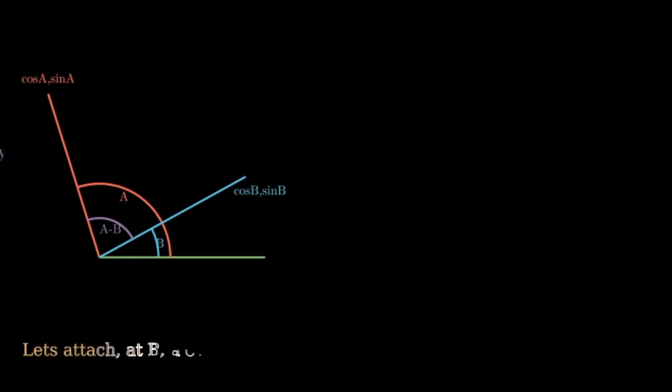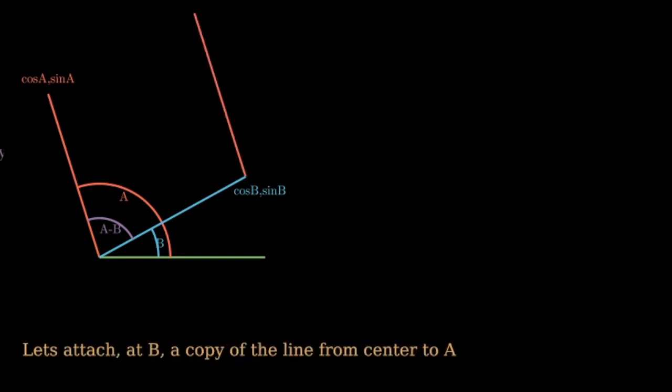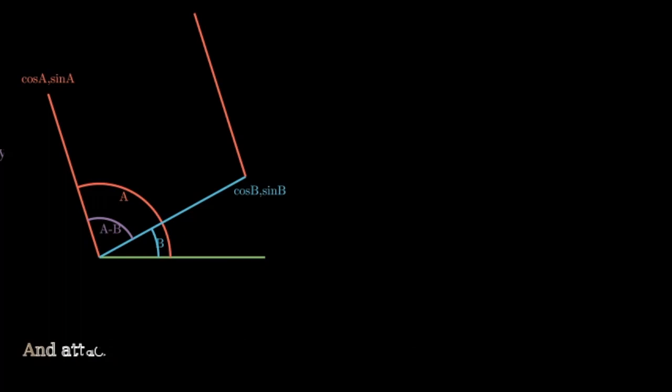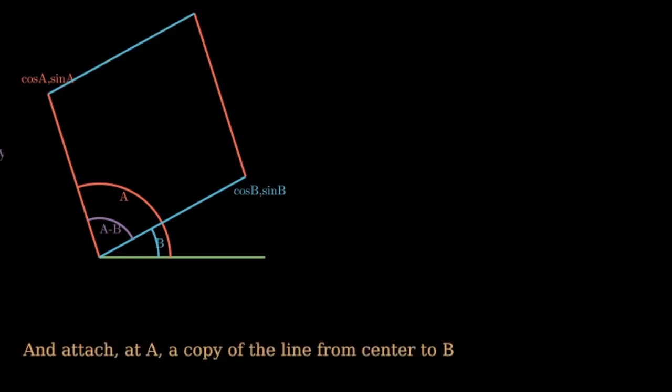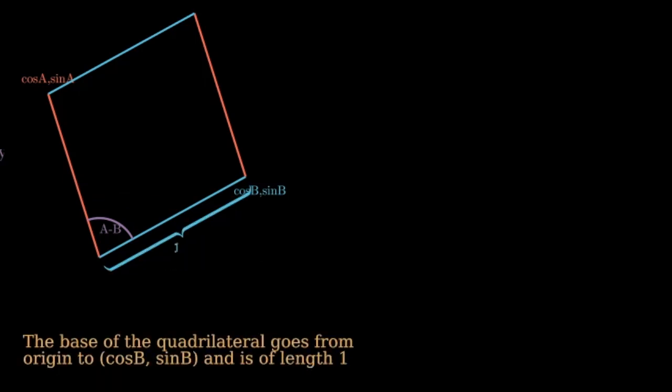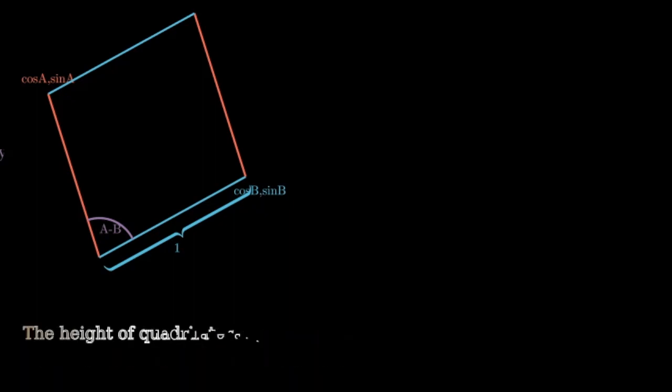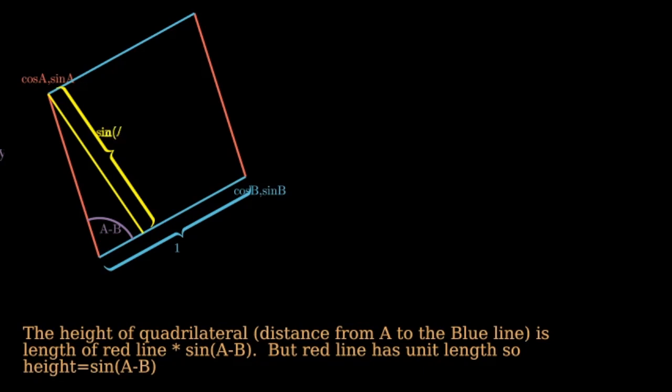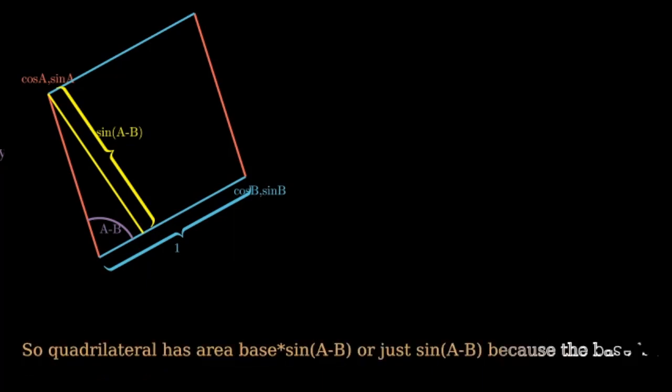Let's attach at B a copy of the line from the center to A, which is the red line, and attach at A a copy of the line from the center to B, the blue line. And let's focus on the quadrilateral we formed. The base of the quadrilateral goes from the origin to (cos B, sine B) and is of length 1. The height of the quadrilateral, which is the distance from A to the blue line, is the length of the red line times sine of A minus B. But the red line has unit length, so the height is just sine of A minus B. So the quadrilateral area is sine of A minus B.